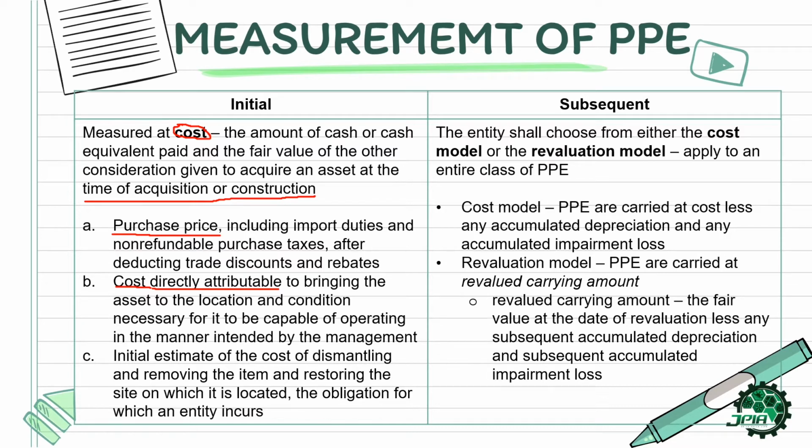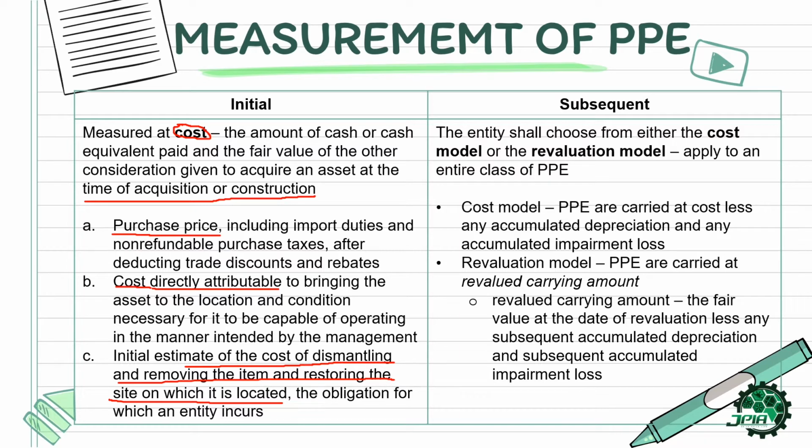Now, the initial estimate of the cost of dismantling and removing the item and restoring the site on which it is located. Meaning, site preparation costs. These are some of the directly attributable costs associated with PPEs. Therefore, these costs should be included in the total cost of PPE. Okay? Now, we know the initial cost of PPEs. Of course, every year end that will change. Every end of reporting period that will change.